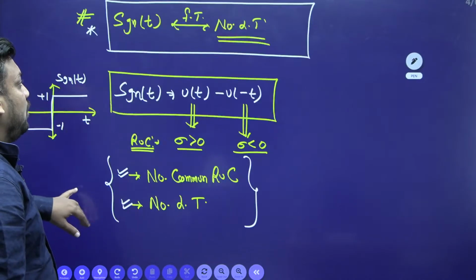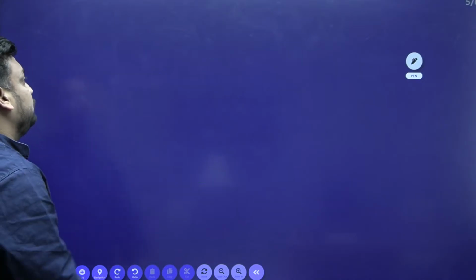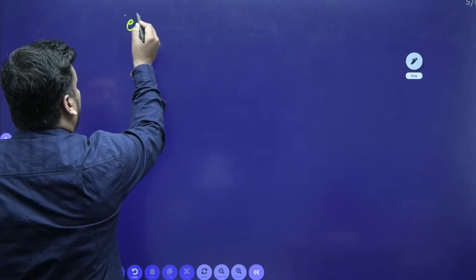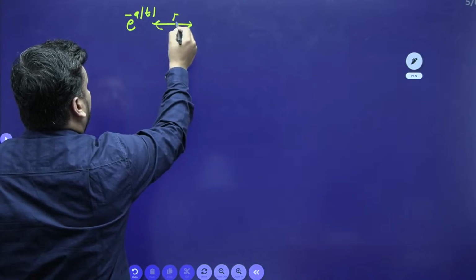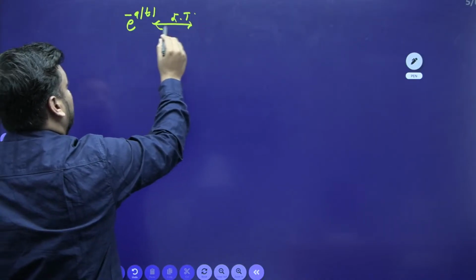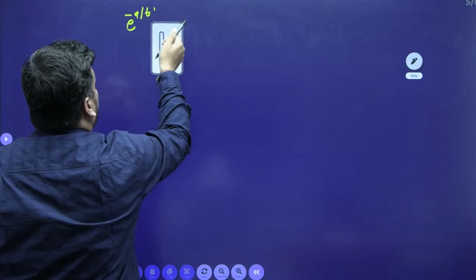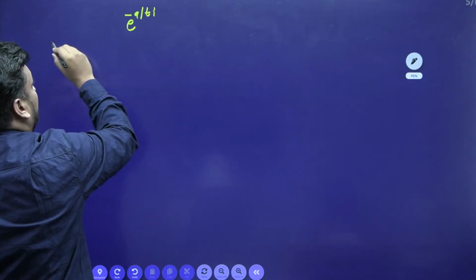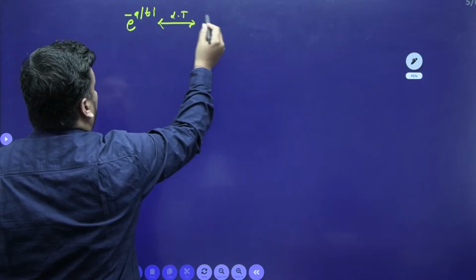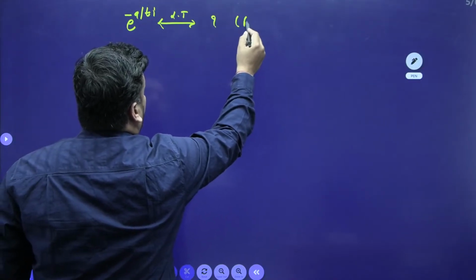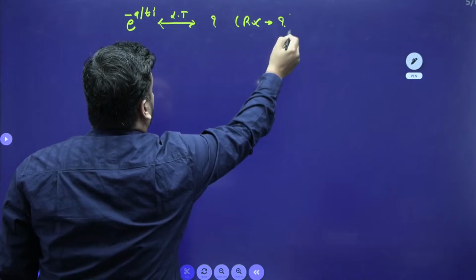Okay, so now I am asking a next question to you, bachcho. Can you please find out the Laplace transform of e to the power minus mod of t, as well as its ROC? Find the Laplace transform and ROC of this function.